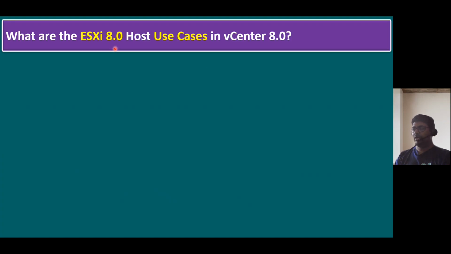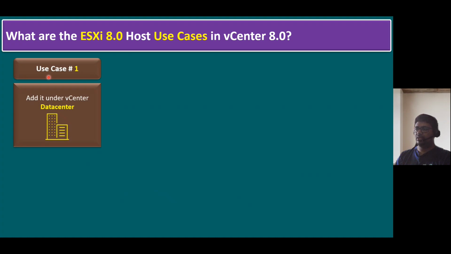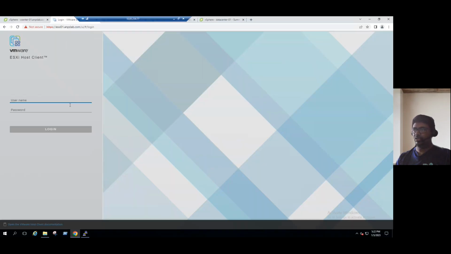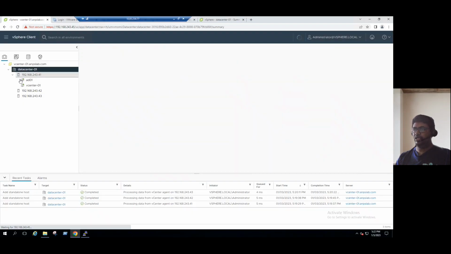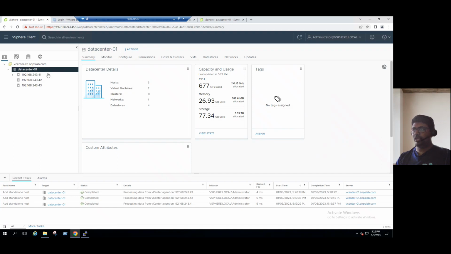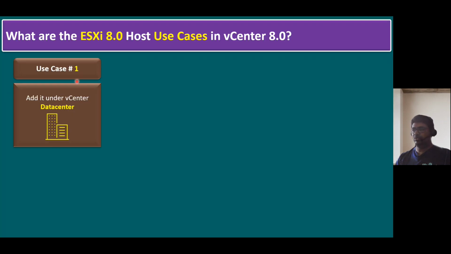And what are the ESXi 8.0 host use cases in vCenter 8.0? Let's start with the first use case. So the first use case is adding it under a vCenter data center. So just now within our lab system under the data center, we have added 3 ESXi hosts. So if you select the data center, we can see the host count has increased to 3. Okay, so this is only the first use case.